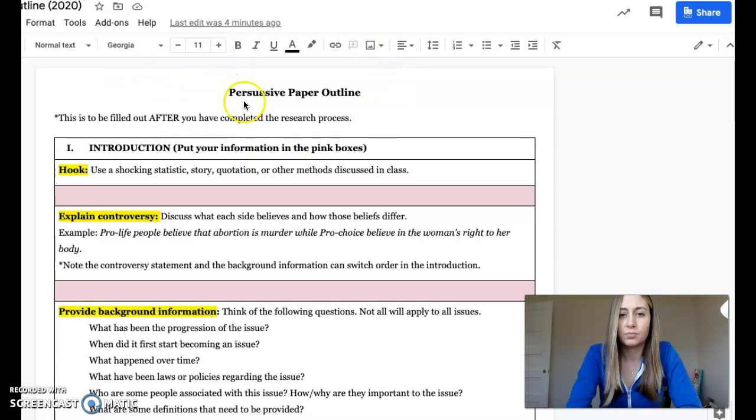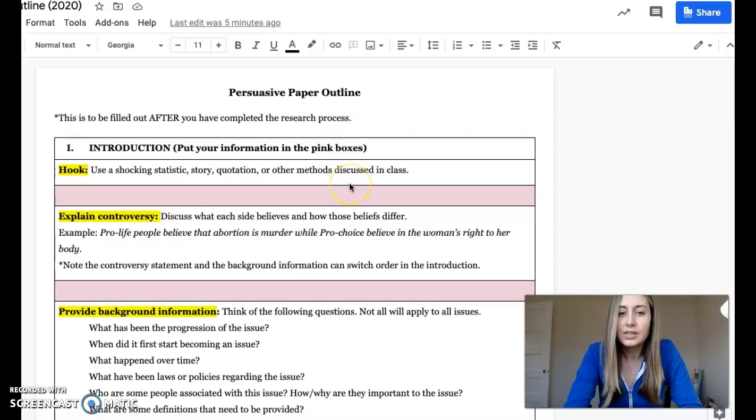You fill this out once you have completed your research process. So you should have a full research journal that has 5, 6, 7 articles maybe that you're going to use in your paper and your speech, and you've analyzed them, you've thoroughly read them all, you've taken notes on them, and your research journal is pretty much done at this point.